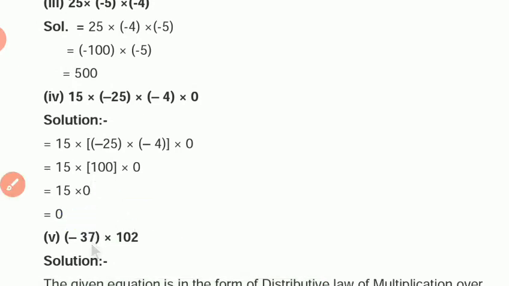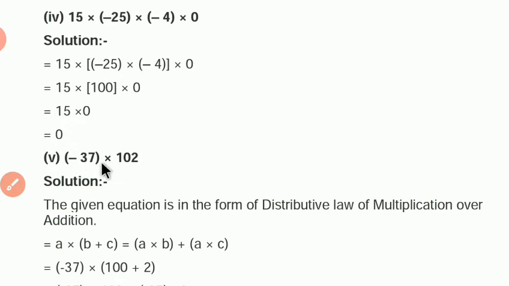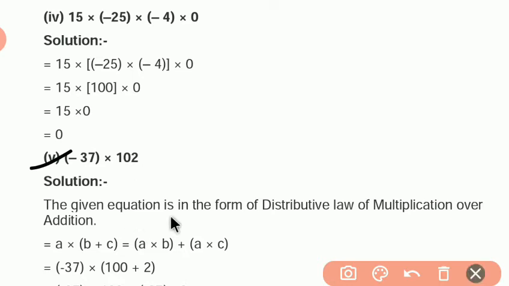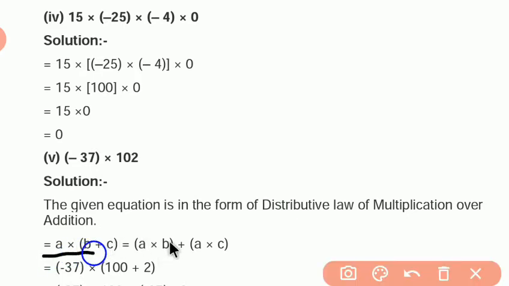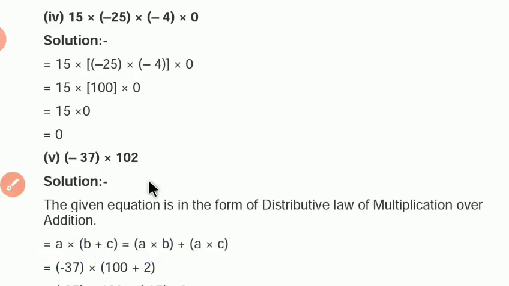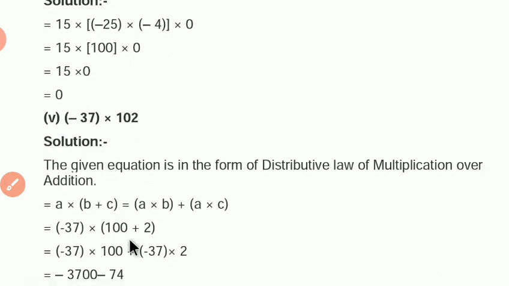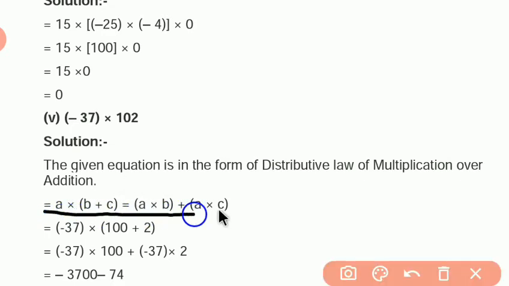Next one, minus 37 into 102. Here you can see that we have to use properties in this question. So how can you write the given expression in the form of the distributive law of multiplication over addition, which is a into b plus c is equal to a into b plus a into c? We know that 102 we can write as 100 plus 2. So you can see that it is written in the form of a into b plus c. And if it is given in the form of a into b plus c, then we have to change it into a into b plus a into c.